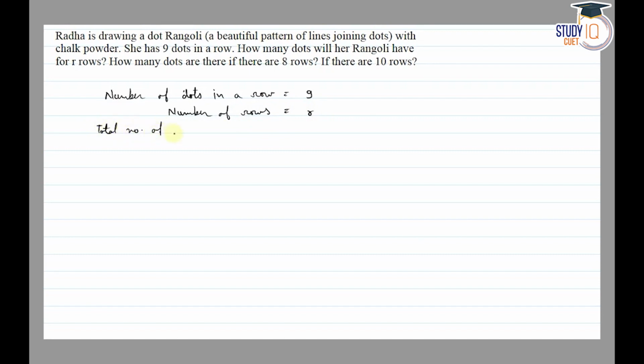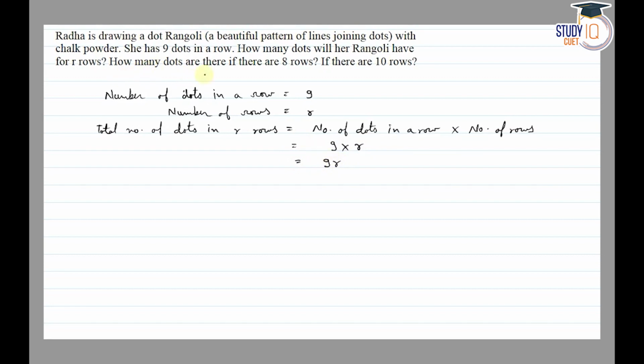So total number of dots in R rows is equal to number of dots in a row into number of rows. So number of dots in a row हमें given है 9 and number of rows है R. So हमारे पास total number of dots in R rows is 9R.